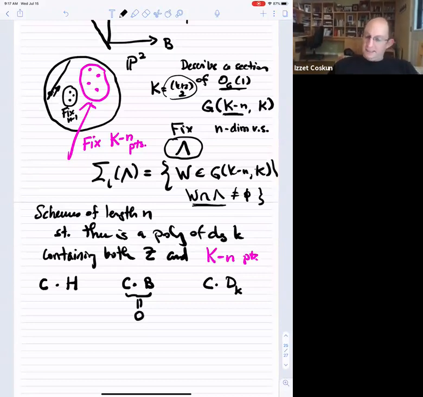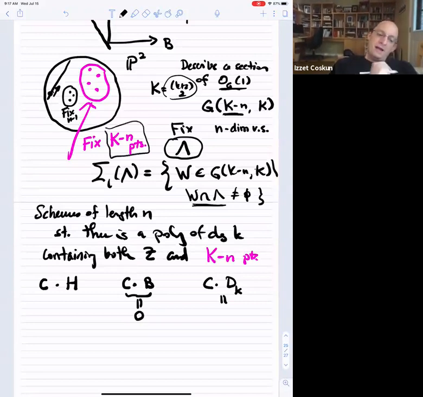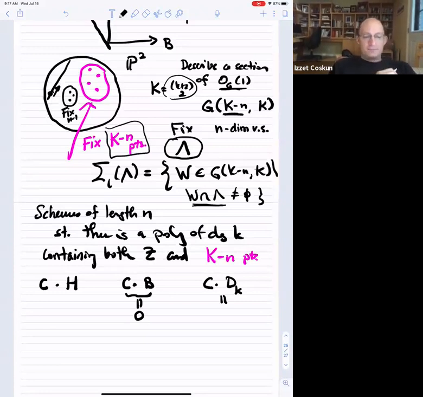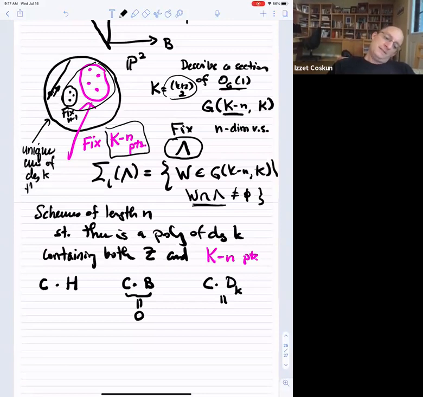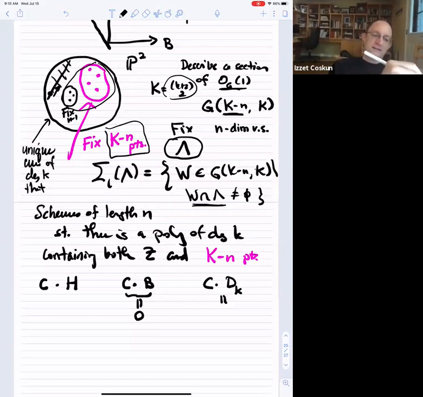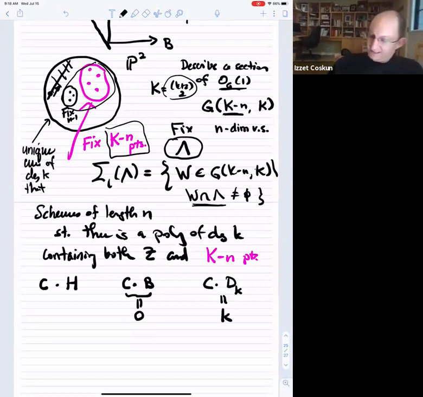Now C dot dk is easy to understand as well, because now I have k minus n points here and another n minus 1 points. If I look at polynomials of degree k vanishing at these k minus 1 general points, there is a unique curve of degree k that passes through these pink points and the black points that I fixed. And that curve of degree k intersects this line in k points. So at k of these points, this moving point will lie on that curve. So you see that there are k such schemes.